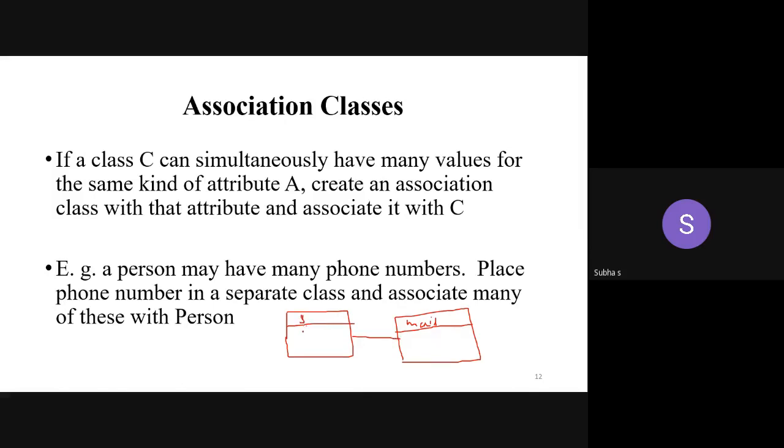No need to mention the attribute here. Student is associated with mail ID. Under mail ID, you are having so many values. So you have to create an association class. Your mail ID will be here, but that is described in a separate class. You are associating both the classes. This is called an association class.